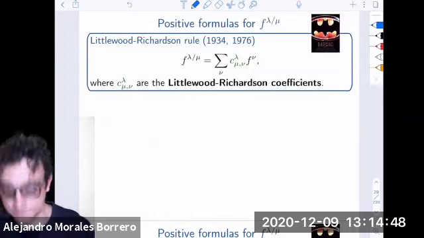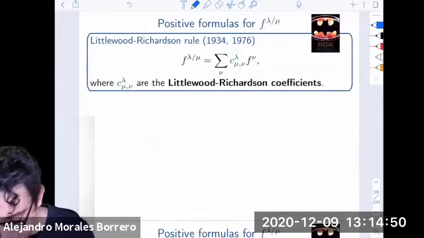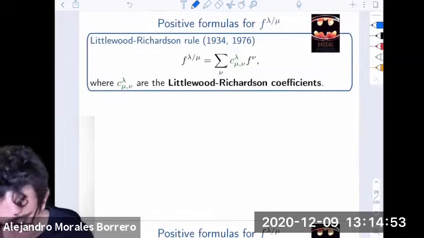So there is a positive formula, a pretty old one.